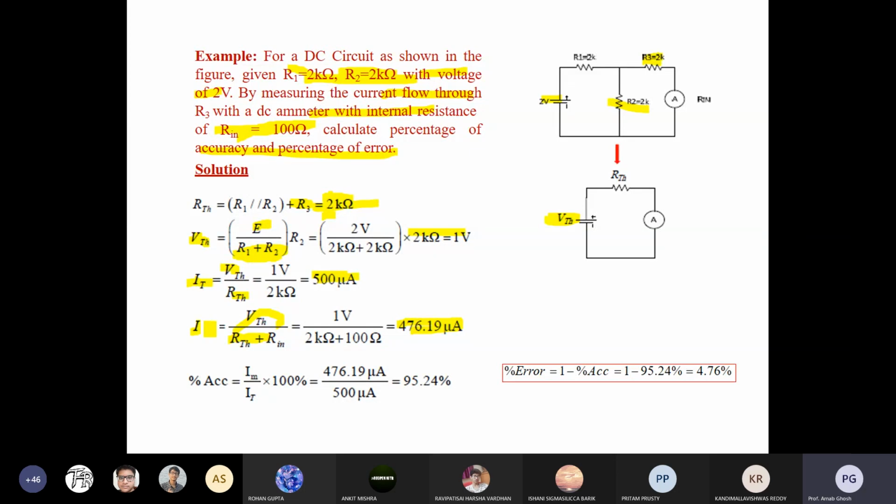So you can find the percentage of accuracy, IM by IT into 100%. So it is 476.19 microampere divided by 500 microampere, which comes to 95.24%. So how much error is there? Percentage error is 100% minus percentage of accuracy, so 4.76% error. Or you can do 500 minus 476.19 divided by 500, which again gives about 95%, and you subtract it from 100%. I think you can understand that simple portion.